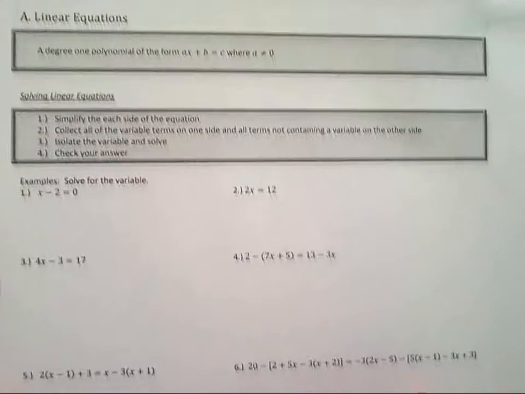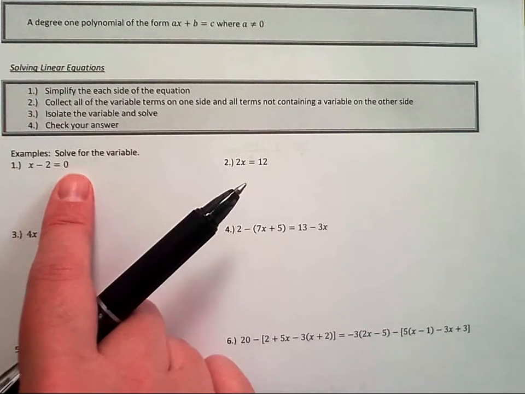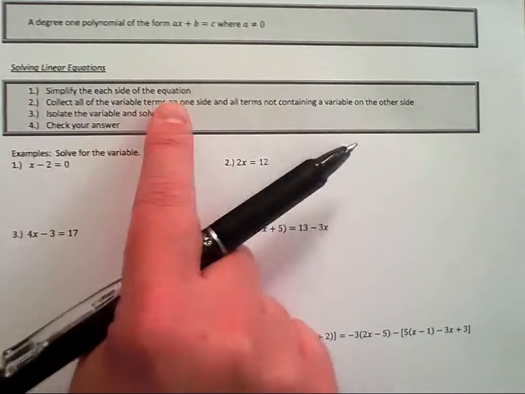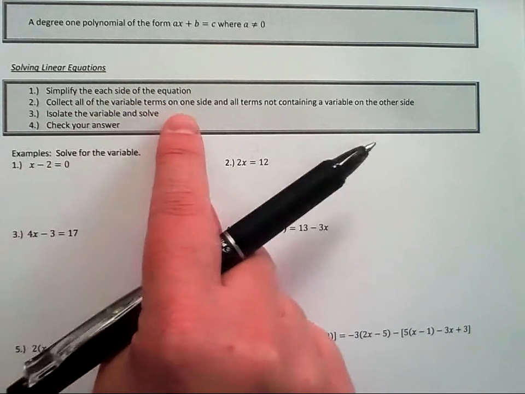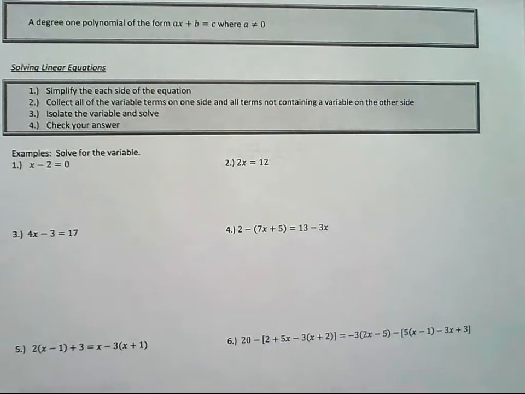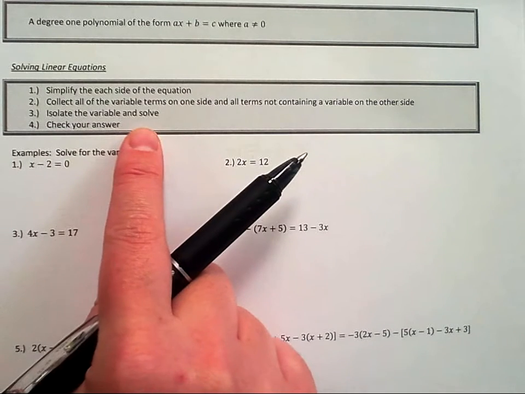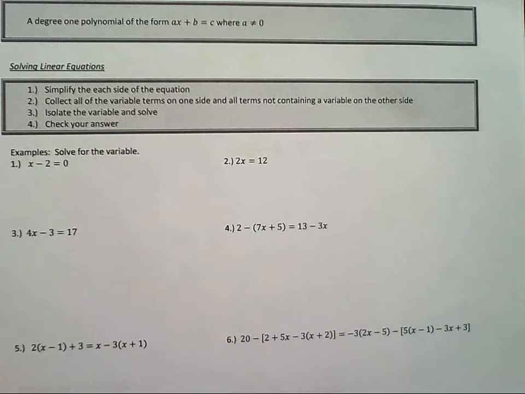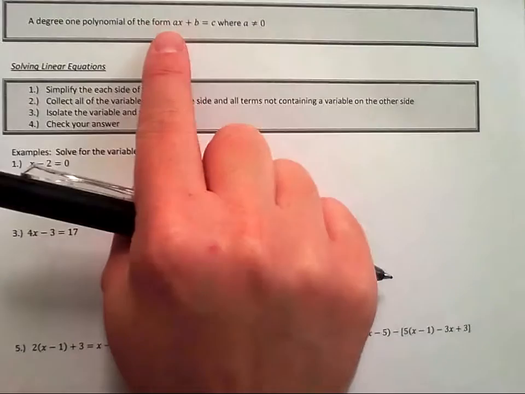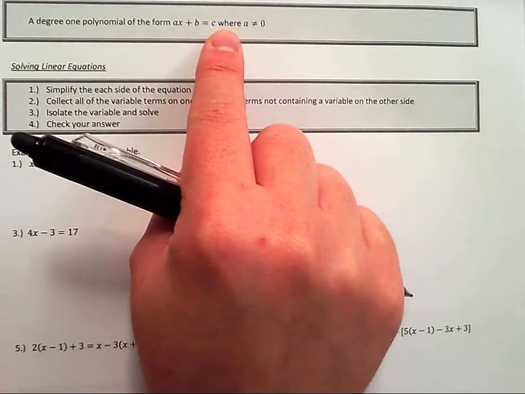So to solve linear equations, we can follow these steps. We're going to simplify each side of the equation. Then we're going to collect all the variables on one side and everything without a variable on the other side. Then we're going to isolate the variable and solve, and then we can check our answer. So remember, a linear equation is a degree 1 polynomial, ax plus by equals c.